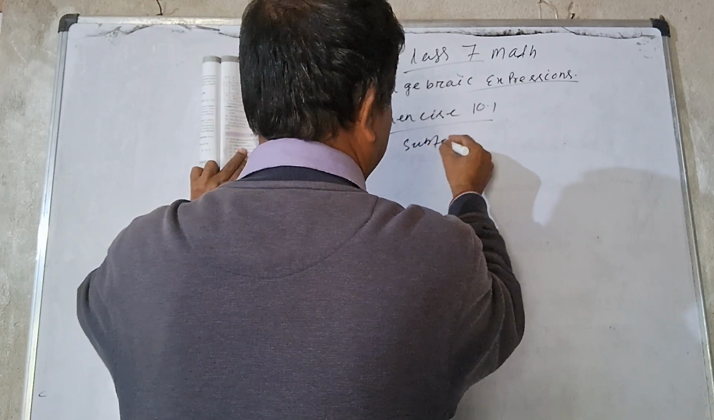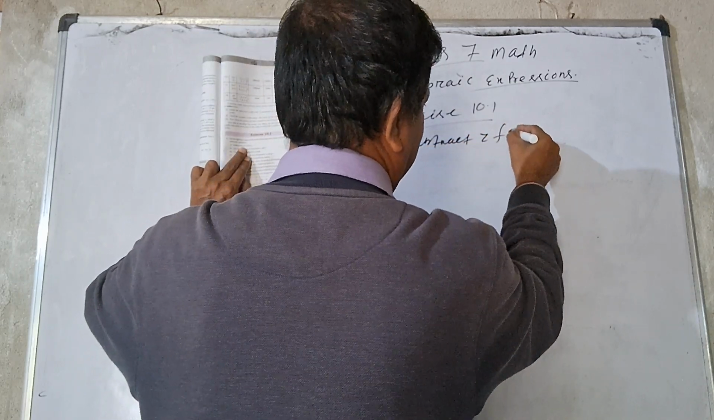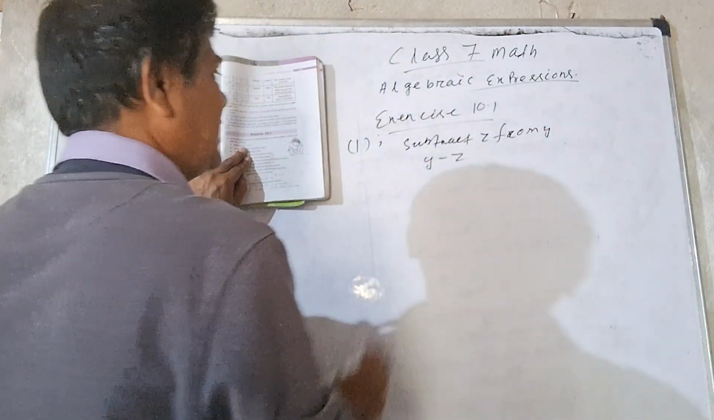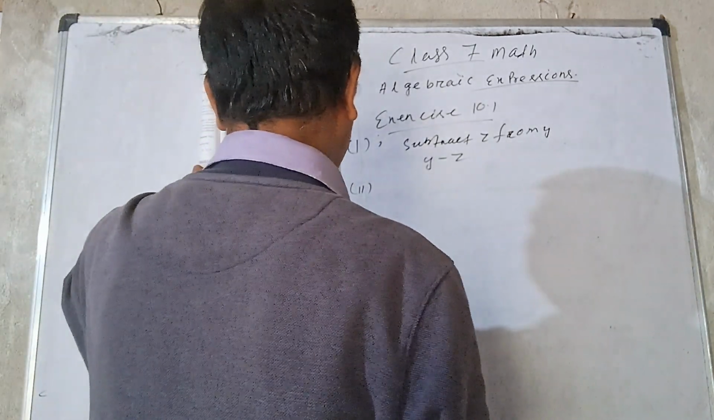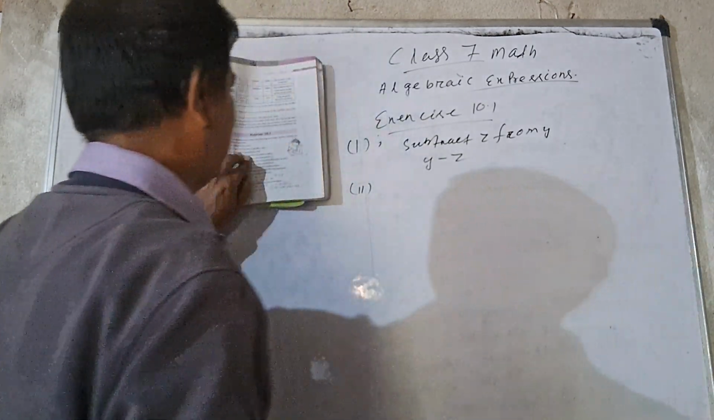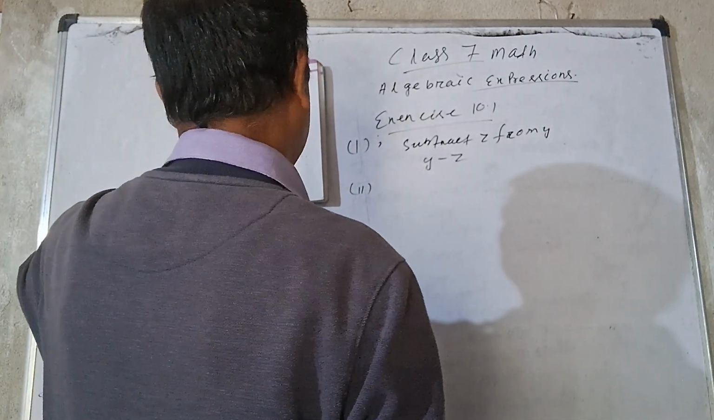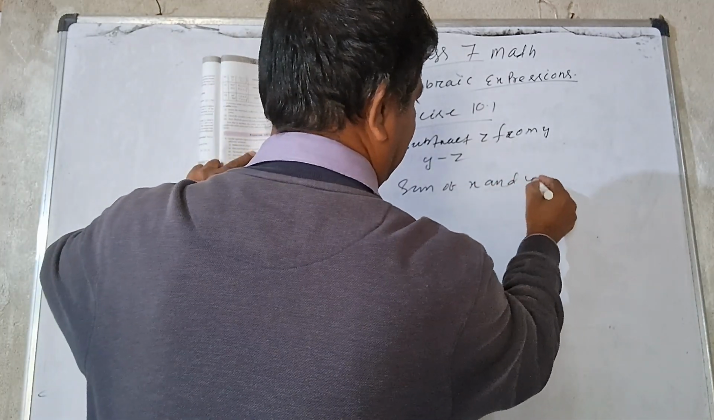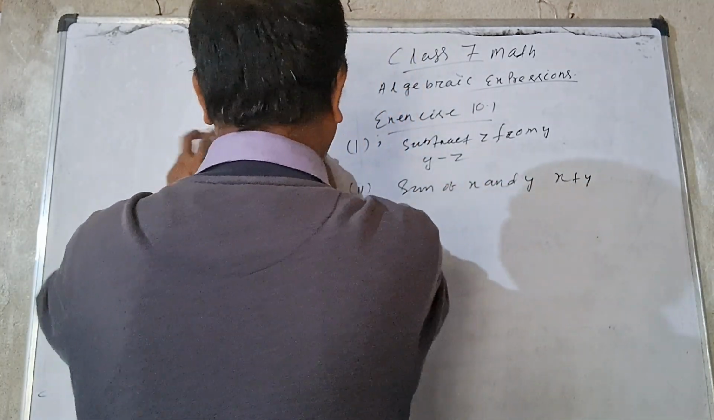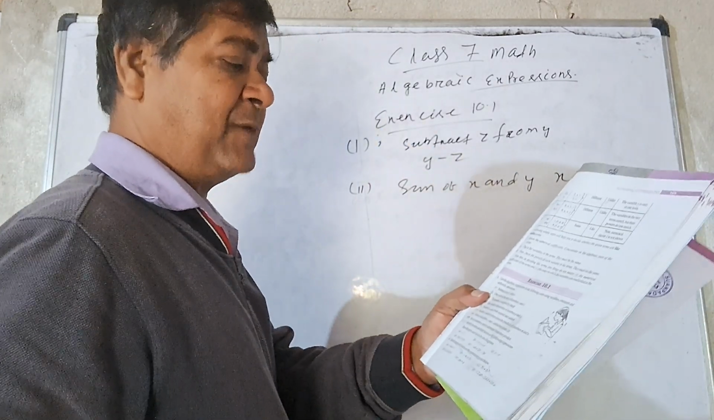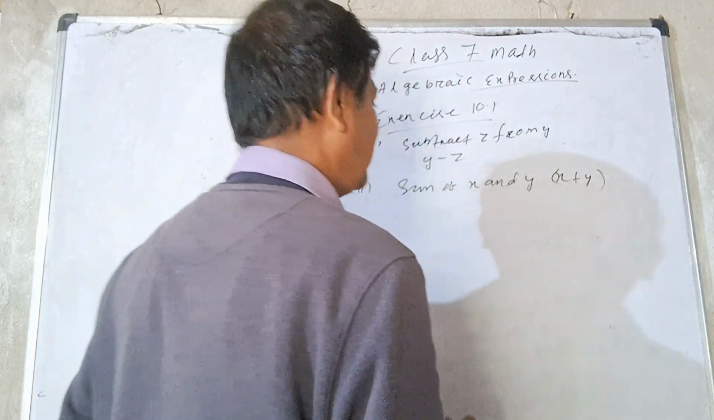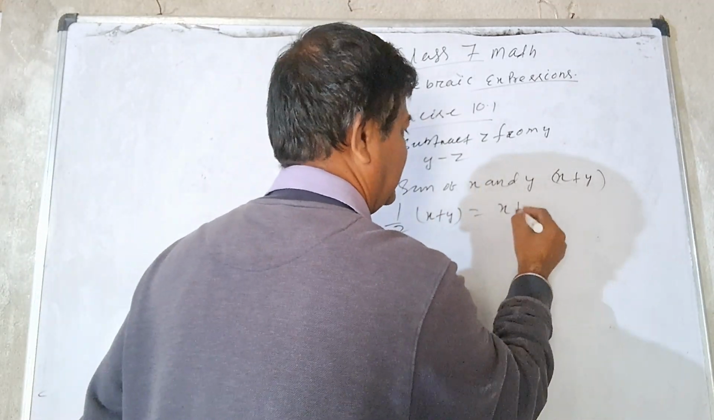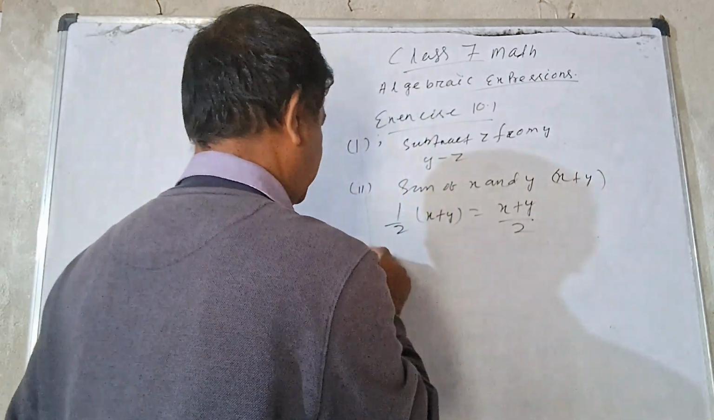Subtract z from y. From y means y minus z is your answer. This is your algebraic expression. Now: 1/2 of the sum of numbers x and y. Sum of x and y is x plus y, and the question gives 1/2 of the sum of x and y. So 1/2 of x plus y, the answer will be x plus y by 2. Similarly, question number 3.